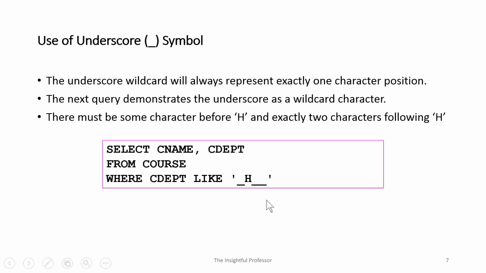Let's take a look at how this works. This is looking for an H precisely in the second position. And we account for the second position by saying there's something in the first position. I don't care what it is, but there's exactly one character there. Then there must be an H. Then there must be exactly two characters that follow. So let's go ahead and give this guy a try.